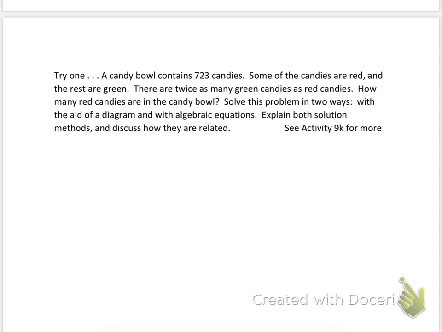Okay, so here I want you to try one of these problems. So let's set it up with a strip diagram. So it says a candy bowl contains 723 candies.